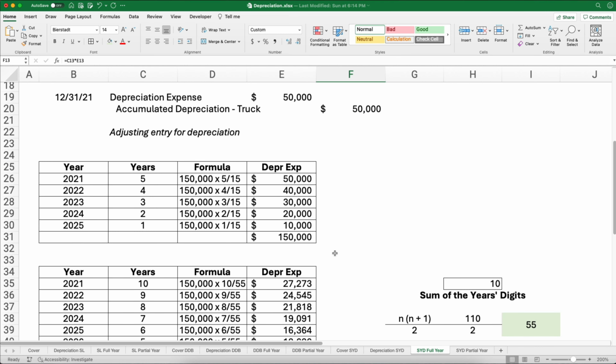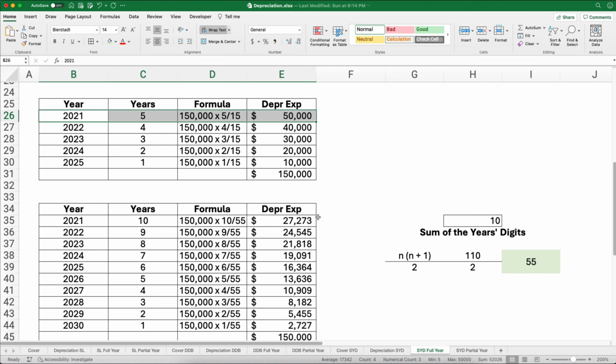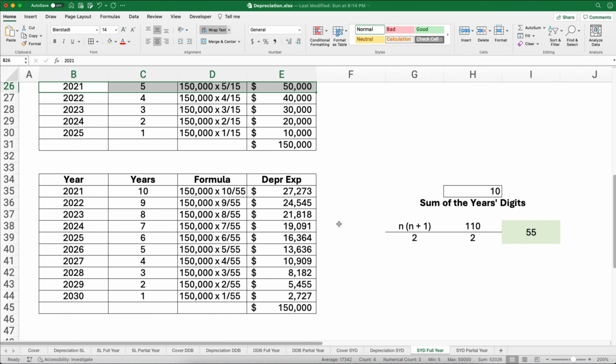If this helps to think of it this way, you could say 150,000 times 5/15 gives you 50,000. 150,000 times 4/15 if you want to see the math on it. If this happened to be a 10-year asset, then we would do 10 times 11 is 110 divided by 2, that's 55. So the fractions would be 10 over 55, 9 over 55, all the way down to 1 over 55. If you do the math, this is what it would look like. So you can kind of visualize what happens with these tables.